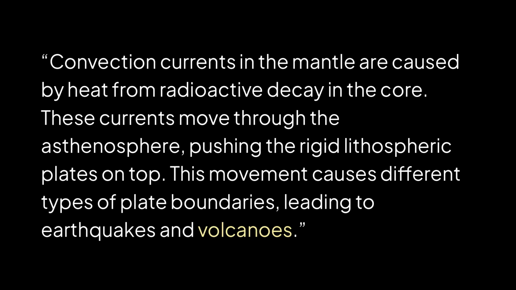Convection currents in the mantle are caused by heat from radioactive decay in the core. These currents move through the asthenosphere, pushing the rigid lithospheric plates on top. This movement causes different types of plate boundaries, leading to earthquakes and volcanoes.